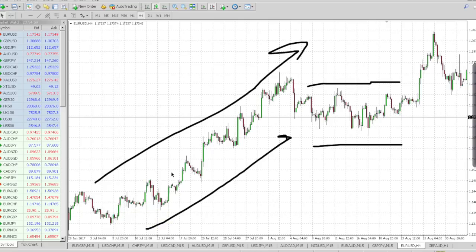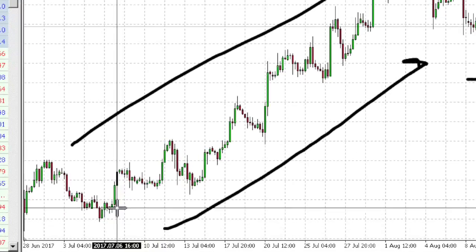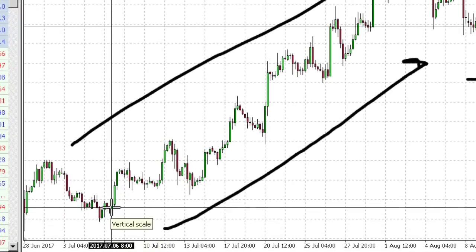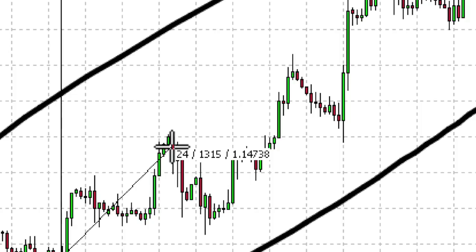Let me take a look. Yeah, in fact, shorter than that. So for a swing trader, let me zoom in a bit. They may buy somewhere over there, and they may even sell just there. So they captured about 100. You can see 1315 at the center, so that's 131 pips. They captured 131 pips.